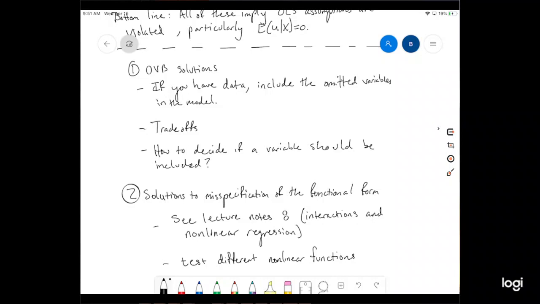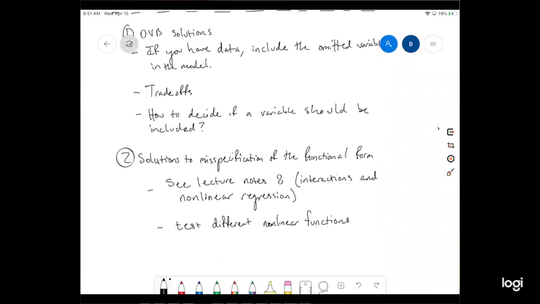Solutions to misspecification of the functional form. See lecture note 8 on interactions and nonlinear regressions. So we're going to test different functional forms. We want to throw in x squared, x cubed, log x, and see if those models are better fits of the data than x entering linearly. So we saw F tests on different coefficients, or joint hypotheses about the statistical significance of multiple coefficients simultaneously. So we want to test those different models and see which one fits the data the best.